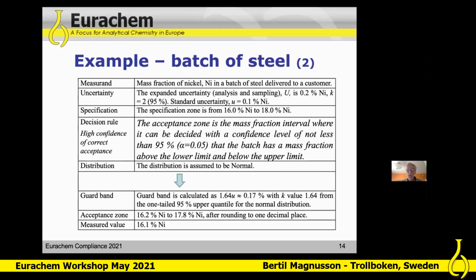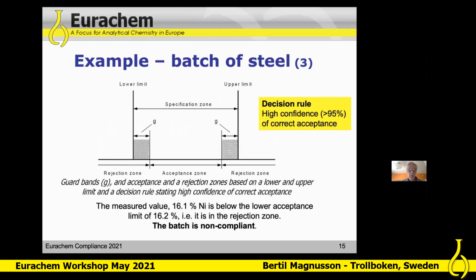The measured value is 16.1. Well, we are not very confident that it is within the specification. So in this case, the batch will be non-compliant. And you can see the example here. We have the lower and upper limits, and we have a specification zone, and we have a narrower acceptance zone.